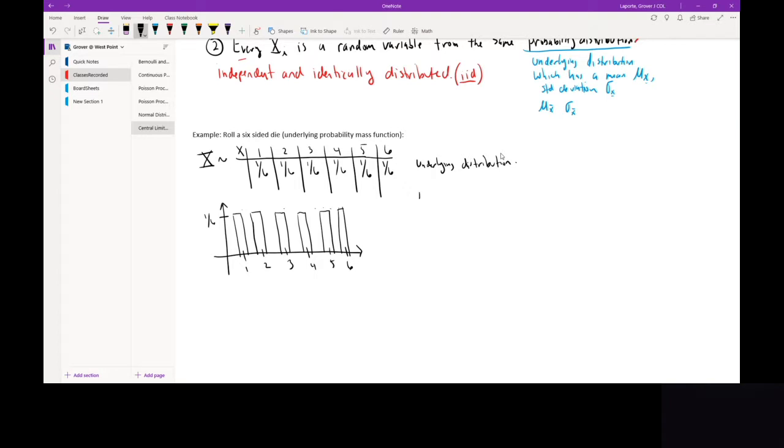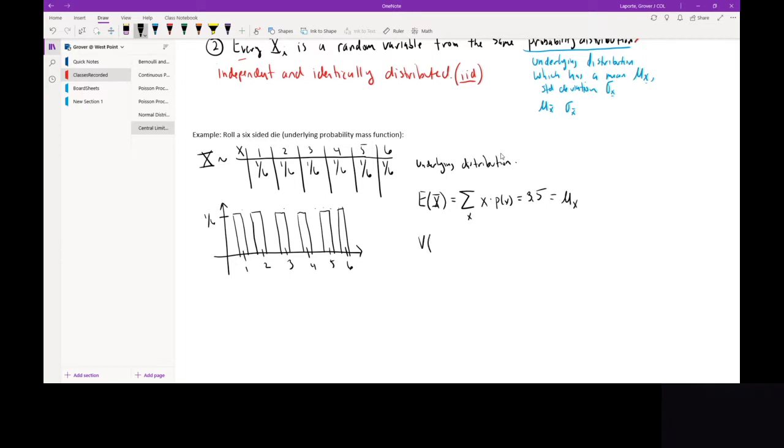What is the expected value of X? I think we can calculate that one pretty quickly. The sum of x times p of x. Go back to your notes for that one. It's just 1 times 1/6, 2 times 1/6. So it's that weighted average. And if you multiply that out, you end up getting 3.5. So that's going to be the mean of our underlying distribution here.